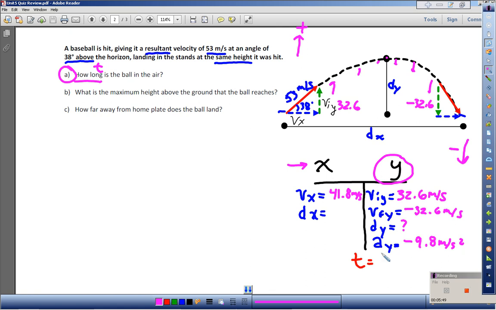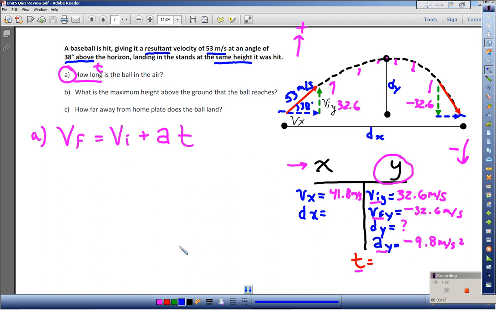And I'm trying to find the total time. Well, hopefully I have enough information. Over here I have the initial velocity, the final velocity, the acceleration, and I'm looking for the time. If you look at the back of your reference table long enough, you should see this equation. The final velocity is equal to the initial velocity plus the acceleration times the time.